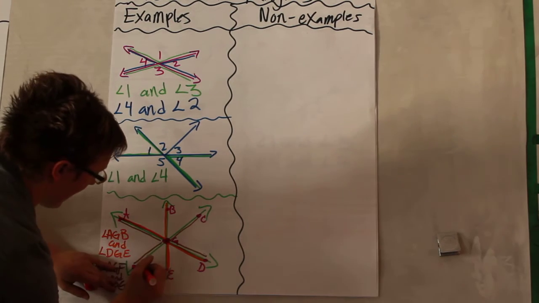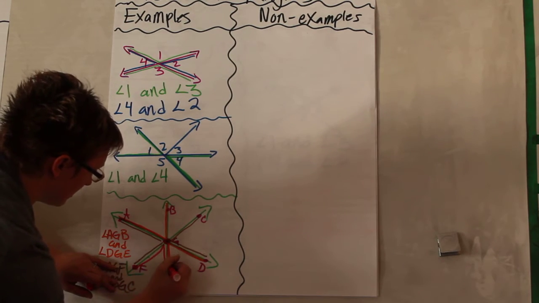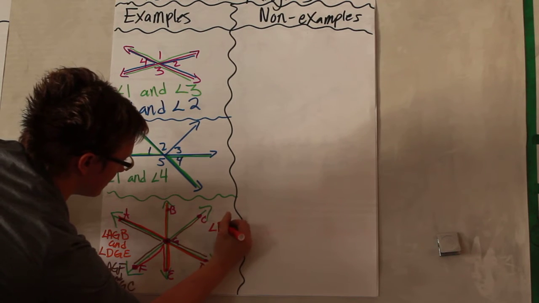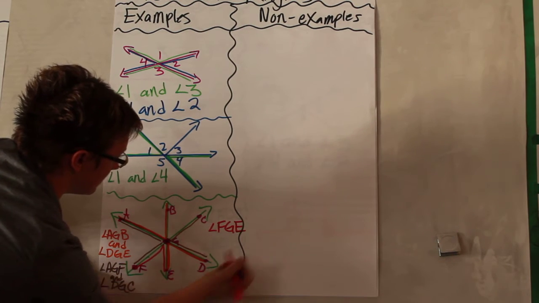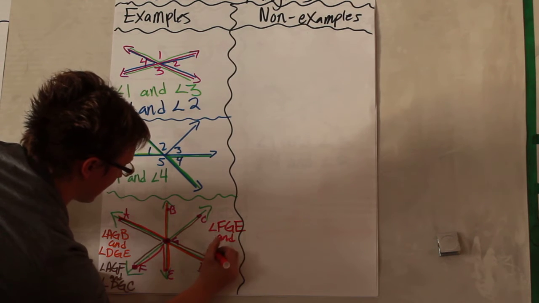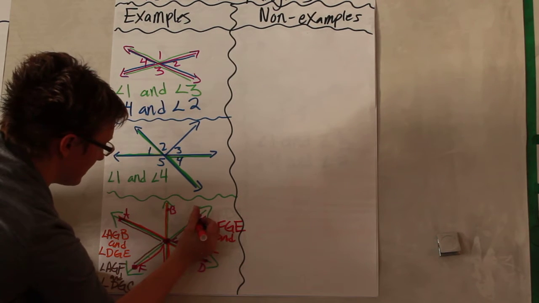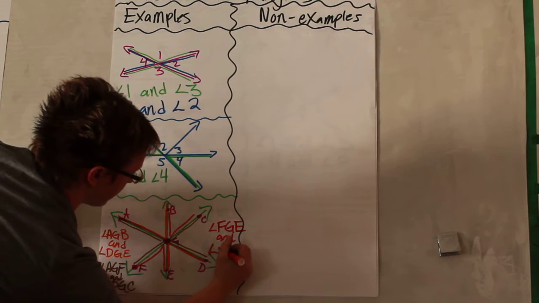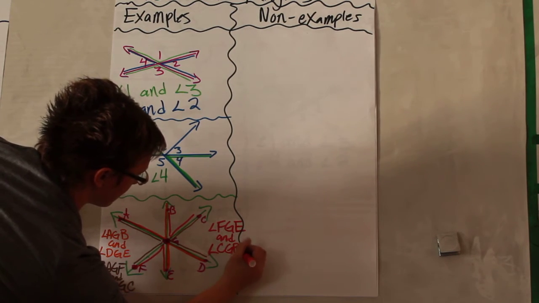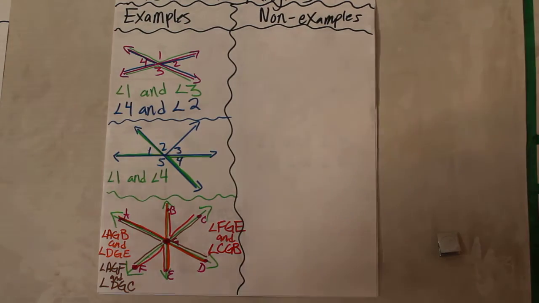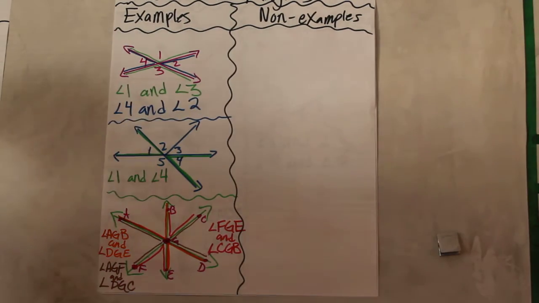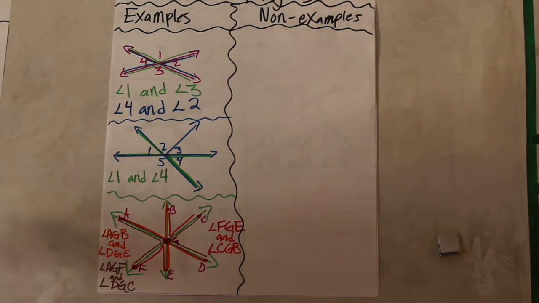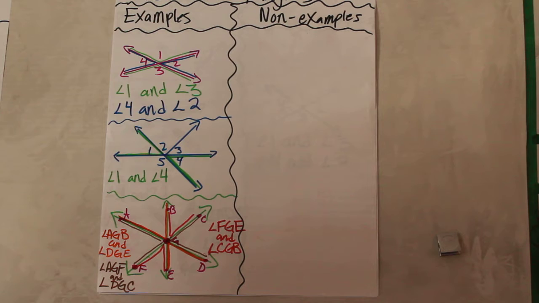This one right here, F, G, E, and angle C, G, B. Kind of confusing a little bit, but these are all straight across from each other, here, here, and here. Boom, boom, boom. Those are all examples of different vertical angles, different ways you may see vertical angles.